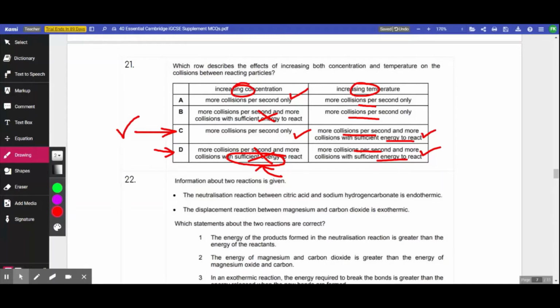Increase in concentration has no effect on the energy of the particles. It's only when you have an increase in temperature that you have an effect on the particles themselves. I'm going to move on to question number 2 now.